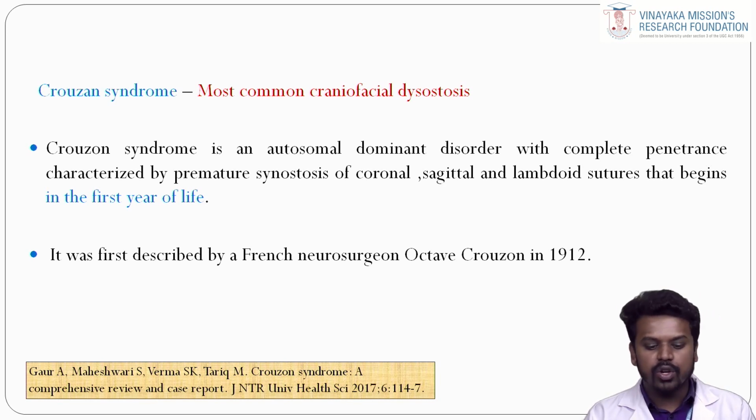Crouzon syndrome is an autosomal dominant disorder with complete penetrance characterized by premature synostosis of coronal, sagittal and lambdoid sutures that begins in the first year of life. It was first described by a French neurosurgeon Octave Crouzon in 1912.